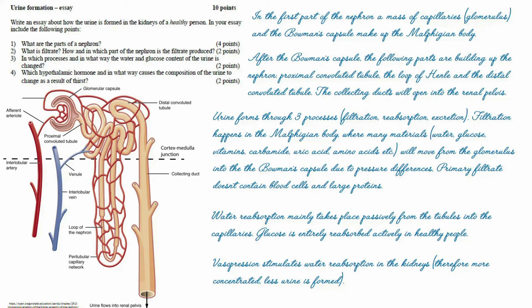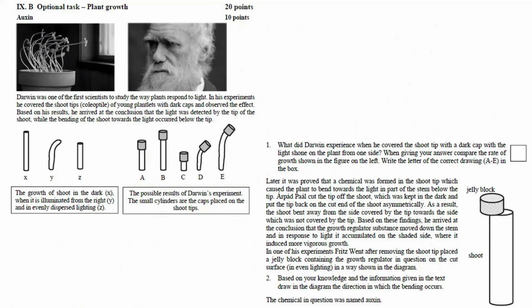Okay, so that's it for the first option, and let's look at the second optional task, which is about plant growth. Auxin is the title. Darwin was one of the first scientists to study the way plants respond to light. In his experiments, he covered the shoot tips, coleoptile, of young plantlets with dark caps and observed the effect. Based on his results, he arrived at the conclusion that the light was detected by the tip of the shoot, while the bending of the shoot towards the light occurred below the tip.